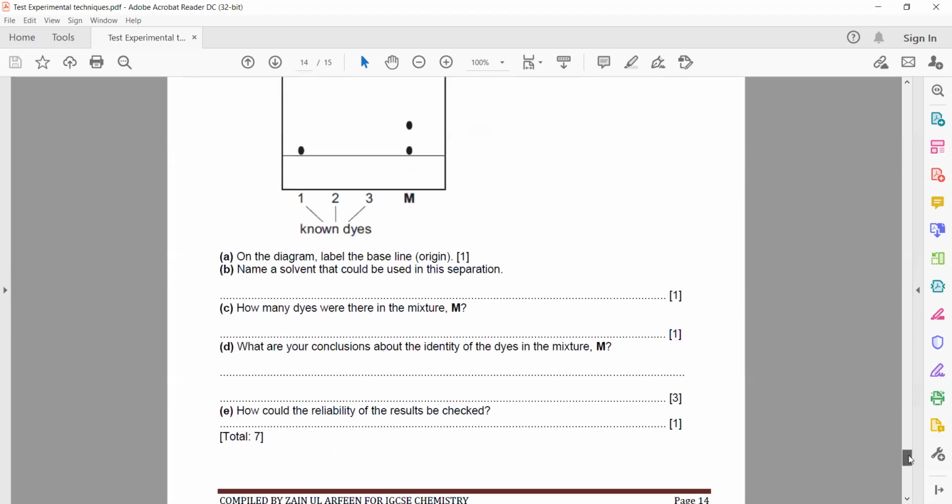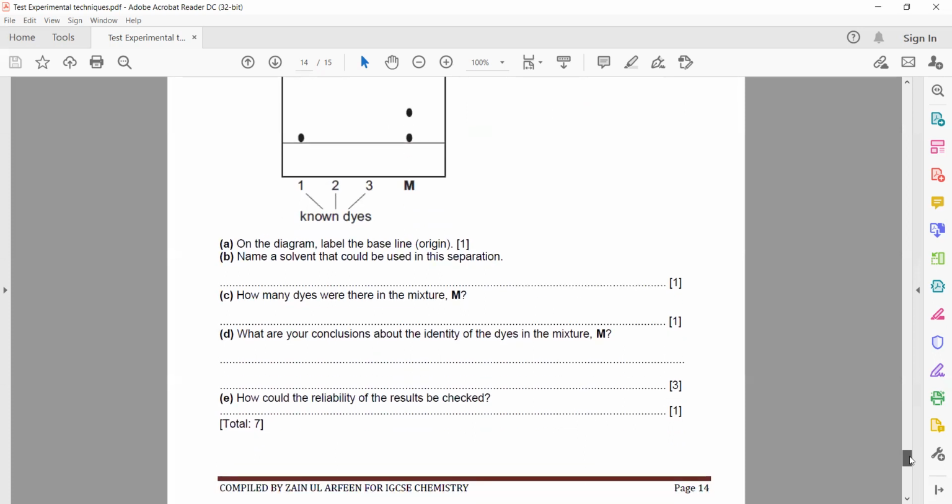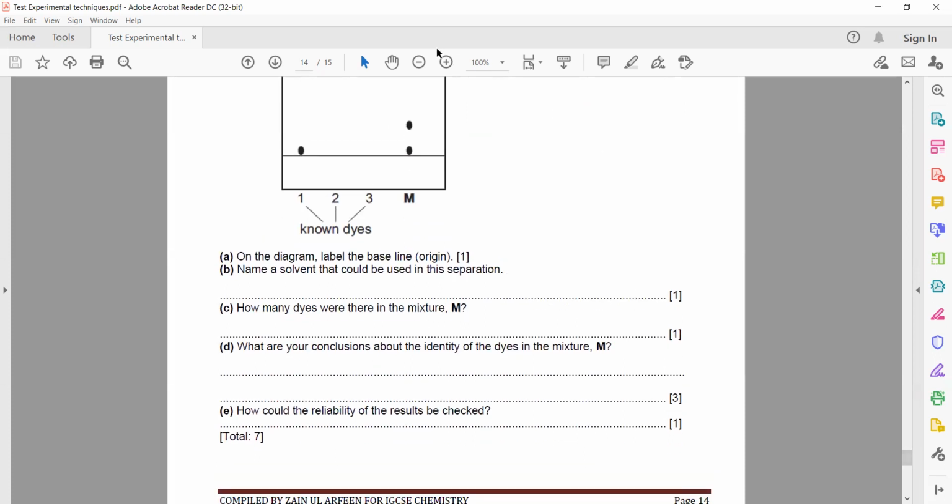How could the reliability of the result be checked? How will we be sure of our result? Whenever we want to check the reliability of the result, we should repeat the procedure.